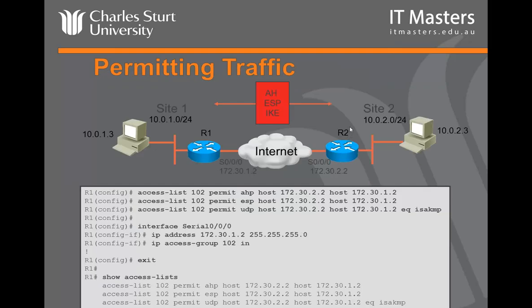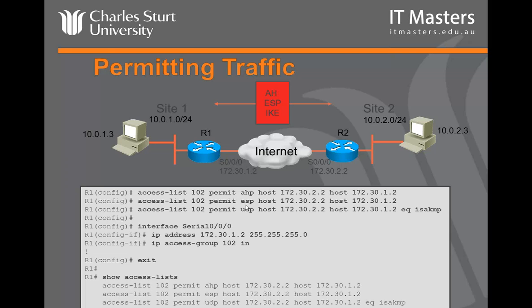So if we look at the configuration for this, this is how we would do it. Access list 102, now hopefully you'll remember from our access list week that 102 marks it as an extended IP access list. So we're going to permit AH from host 172.30.2.2 to host 172.30.1.2. Okay, so this is being configured on router 1, so here. These are the peer addresses. So access list permit AH from host 2.2, which is over here, that's router 2, to host router 1.2. So we're allowing authentication header from router 2 to router 1.